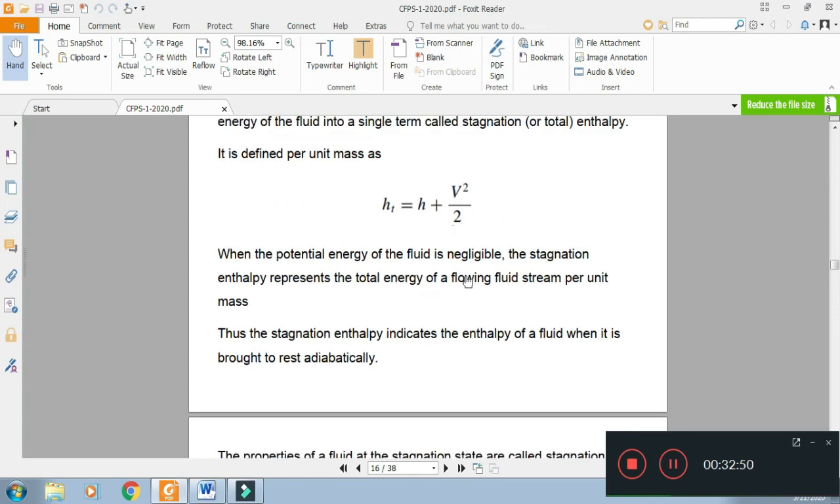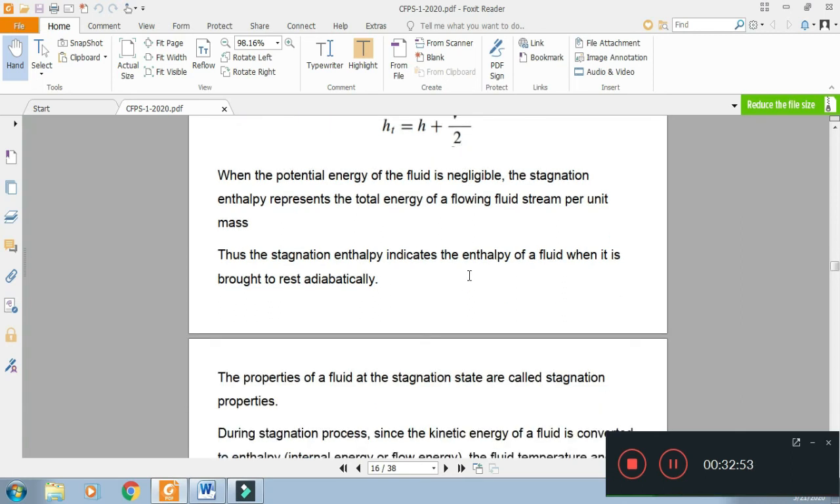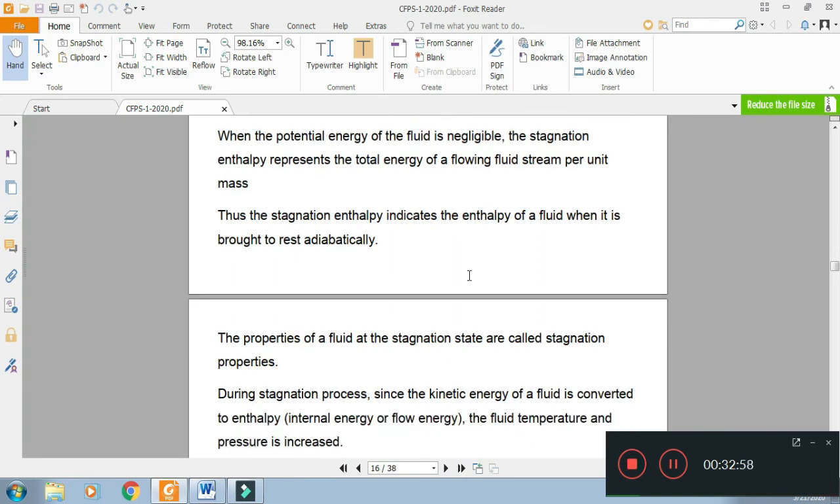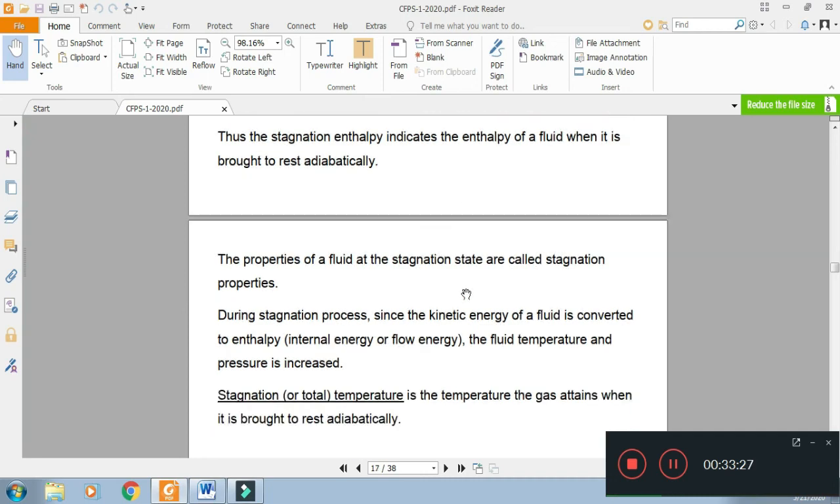So stagnation enthalpy represents the total energy of a flowing fluid stream per unit mass. Stagnation enthalpy represents the enthalpy of a fluid when it is brought to rest adiabatically. If the fluid is moving with very high speed, it has flow energy, it has kinetic energy, and it has internal energy. When it is brought to rest, kinetic energy will become zero and it will convert into flow or internal energy.